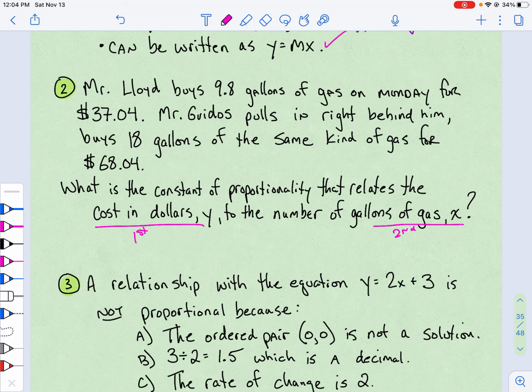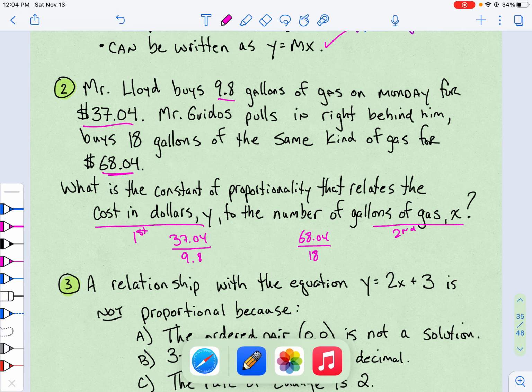So we're going to go ahead and put dollars in first. So 37.04 divided by 9.8. And because it's a quiz check, we want to go ahead and confirm it. So 68.04. Let's write that a little bit neater. 68.04. That's Mr. Gaitis' money divided by his 18 gallons.